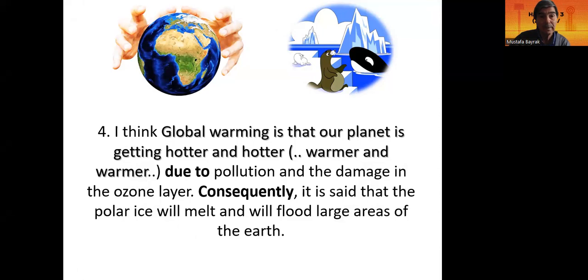For example, global warming is that, okay, or that our planet is getting hotter and hotter is global warming, okay? The fact that our planet is getting hotter and hotter is global warming. Global warming is due to pollution and the damage in the ozone layer. Okay.